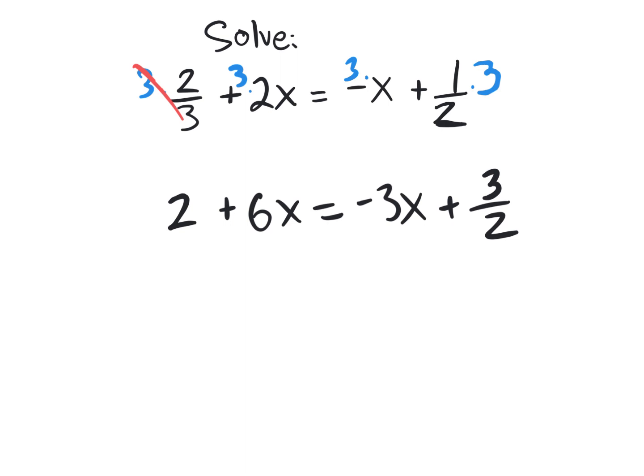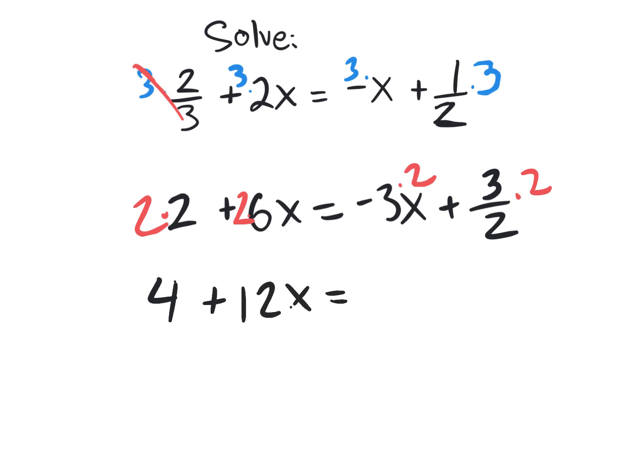Now let's get rid of the other fraction, the 3 over 2, this guy, by multiplying everything by what? By 2. So if I multiply everything by 2, my new equation will become 4 plus 12x equals negative 6x, cancels out, plus 3. Okay? Now that I have no more fractions, I could worry about getting x by itself on one side.